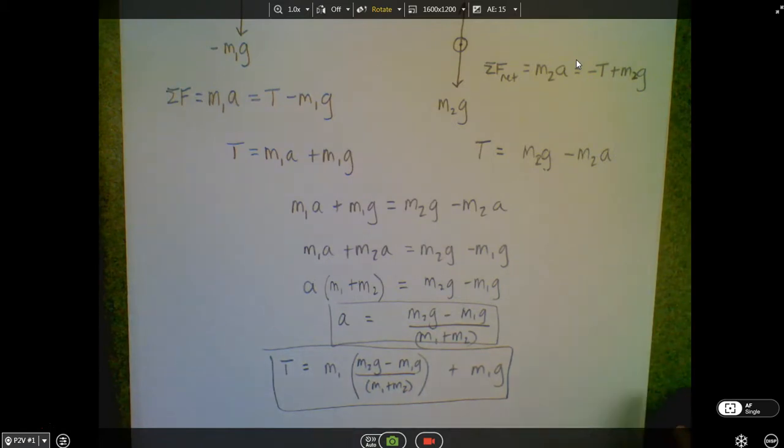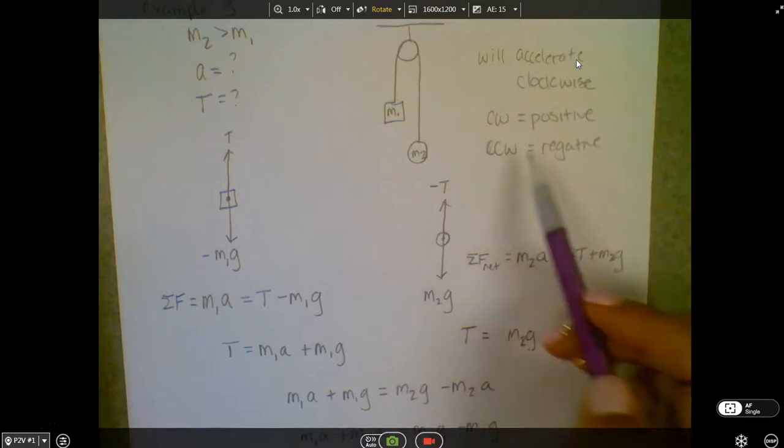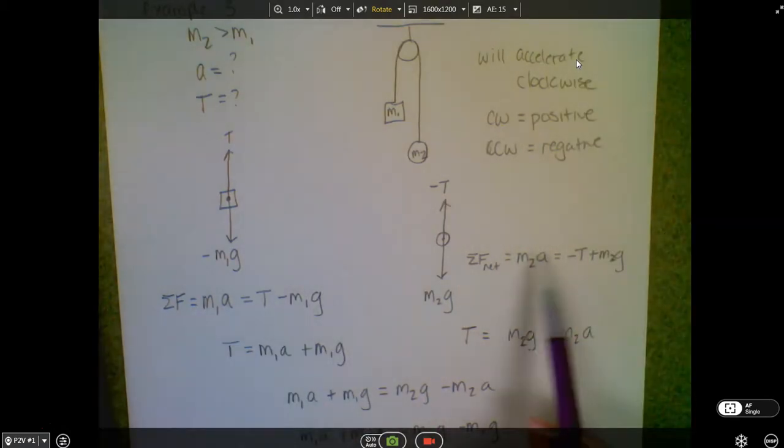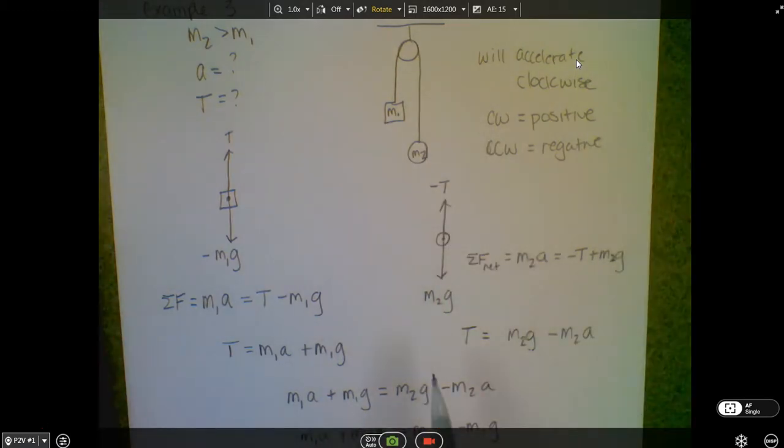So that's it. The main point of this example was about the clockwise, counterclockwise situation and kind of how to rate these, because it's going to be a little bit different than any other problem because of the counterclockwise instead of the up, down, left, right type of situation.